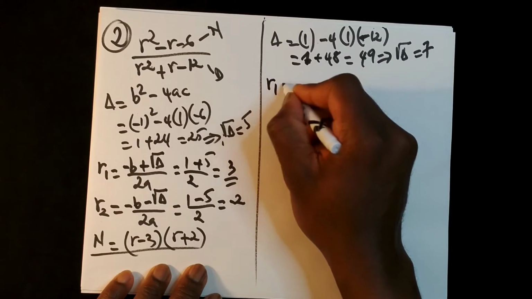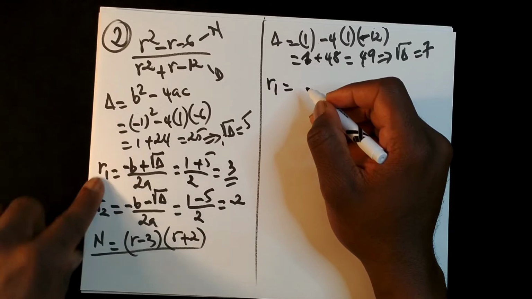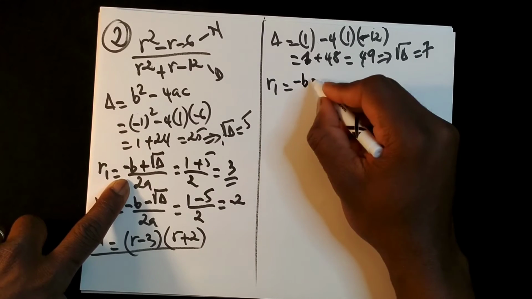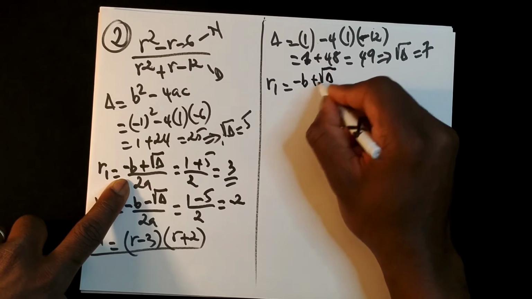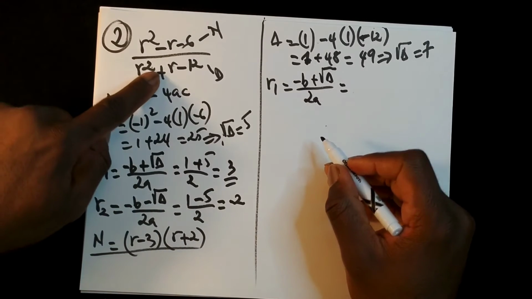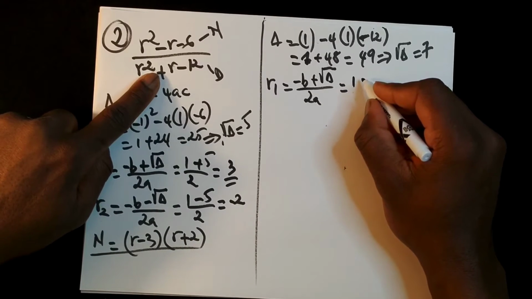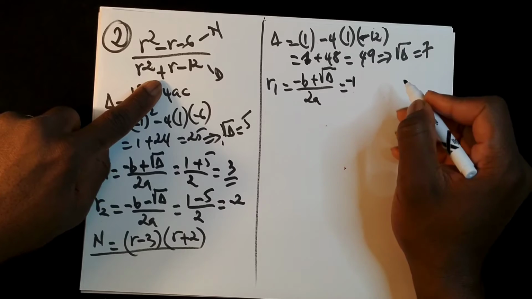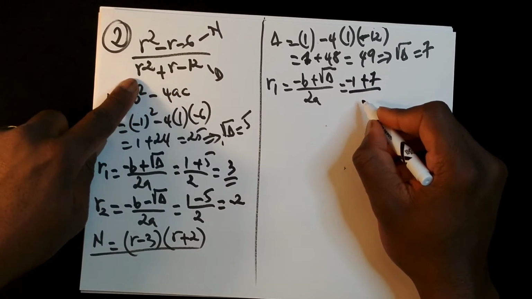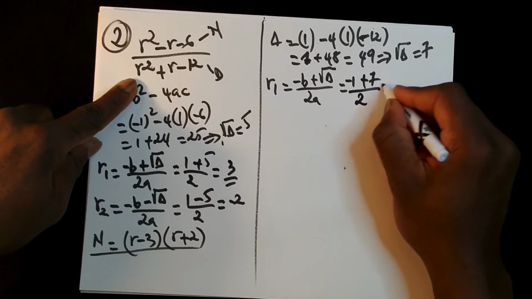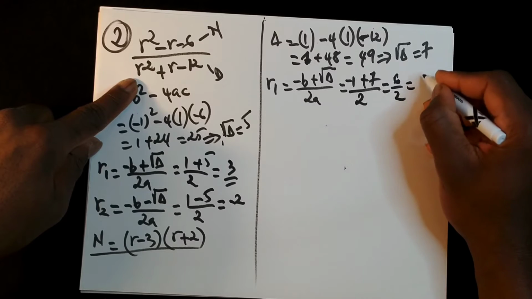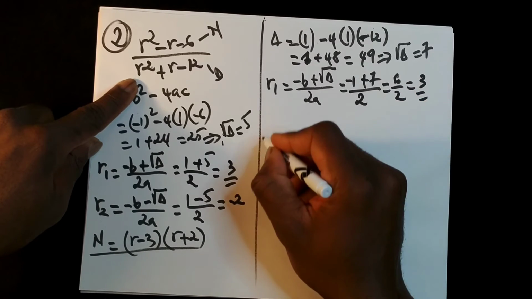So we have r1. For r1, the same formula that we are applying, minus b plus the square root of the discriminant over 2a. We have b is 1, and minus b plus the square root is 7 over 2a. a is 1, so it's going to be 2. It gives us 6 over 2, which is 3.